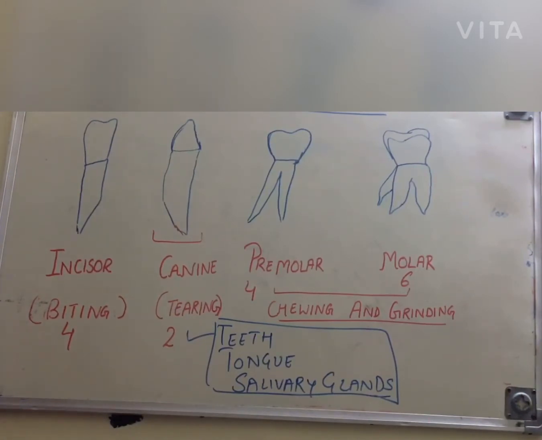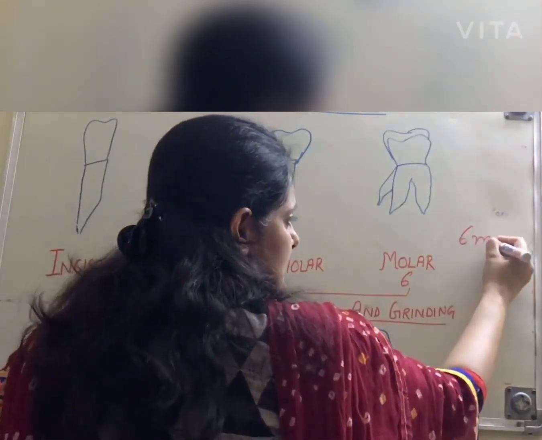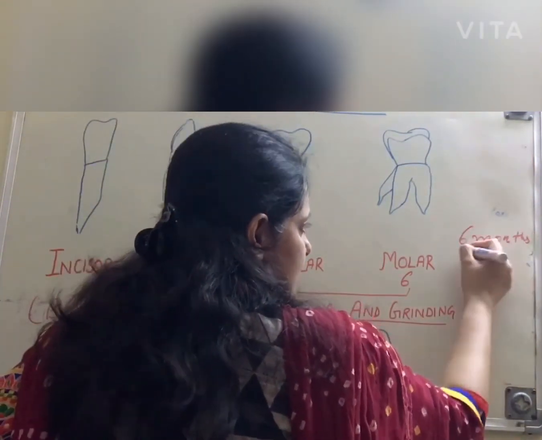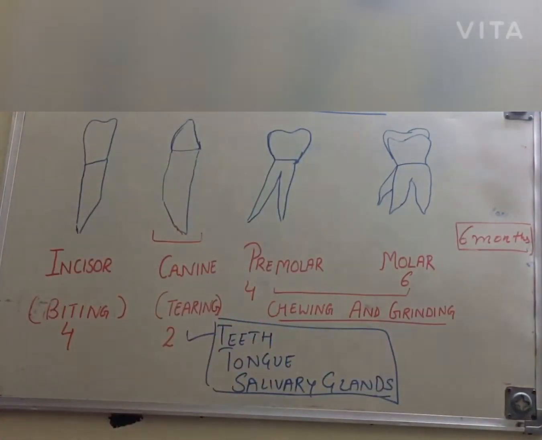In human beings, teeth are of 2 types: permanent teeth and milk teeth. Milk teeth appear after birth, in the infants. These are the first set of teeth, which start appearing from the age of 6 months. When a child is 6 months old, these teeth start appearing. These are known as milk teeth.